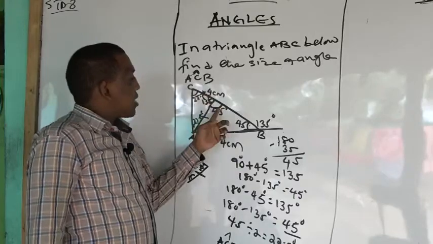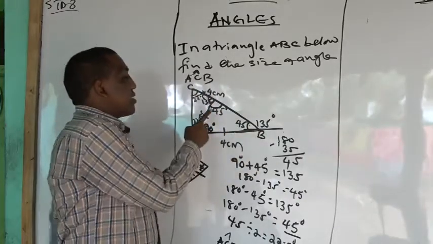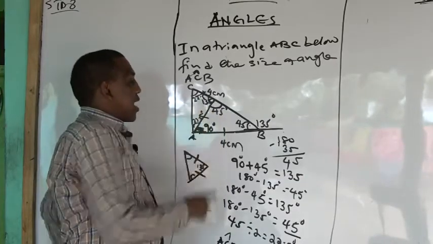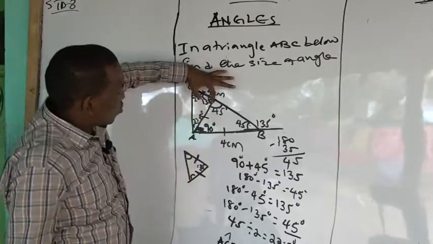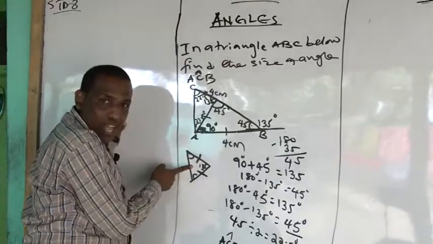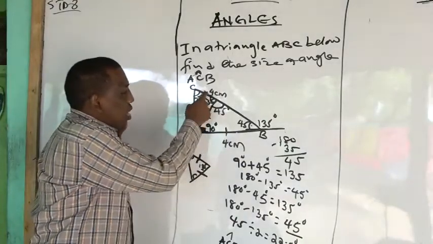So, remember here is 45, and there is a straight line here. A straight line has got 180 degrees. So we say 180 minus 45, you will get 135. So here is 135. And when you check very well, this triangle is an isosceles triangle. The two base angles here are equal. Here, this angle I have 135.